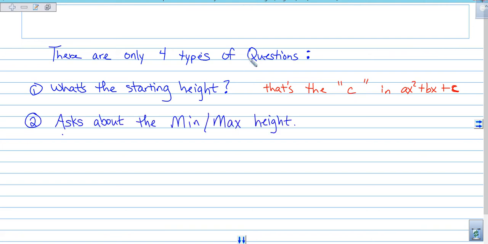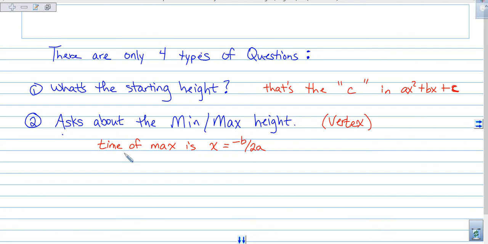It'll ask you about the minimum or maximum height, and we just saw in that previous picture that that's the vertex. The time of the max is given by that little formula that we found previously, x equals negative b over 2a, or the opposite of b divided by 2a. The max height itself is when you plug in that number, and so the formula gives you the time, and then when you plug in the time, it'll give you the height.